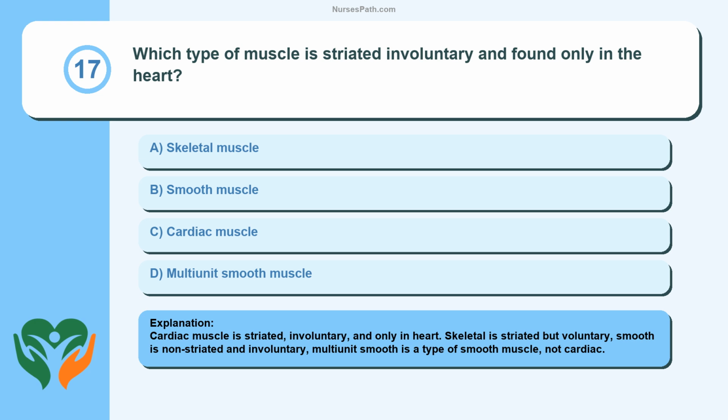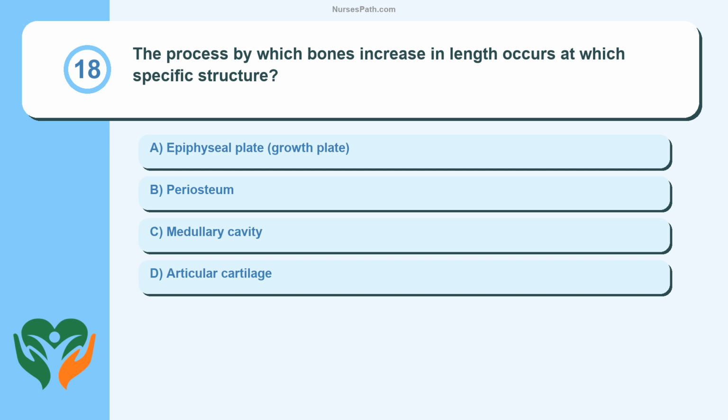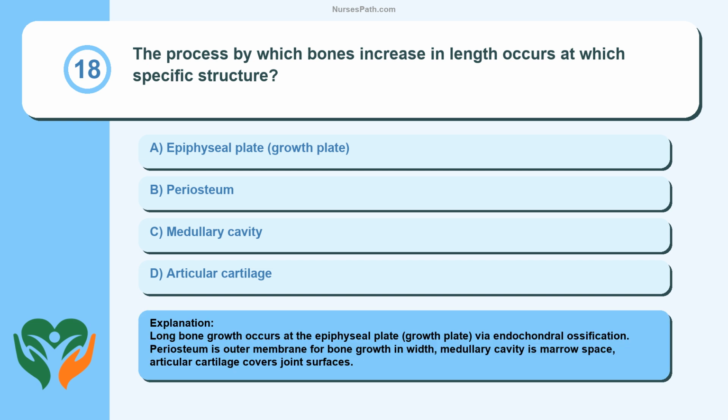Question 18. The process by which bones increase in length occurs at which specific structure? Epiphyseal plate, growth plate. Periosteum. Medullary cavity. Articular cartilage. Long bone growth occurs at the epiphyseal plate, the growth plate, via endochondral ossification. The periosteum is the outer membrane for bone growth in width, the medullary cavity is marrow space, and articular cartilage covers joint surfaces.